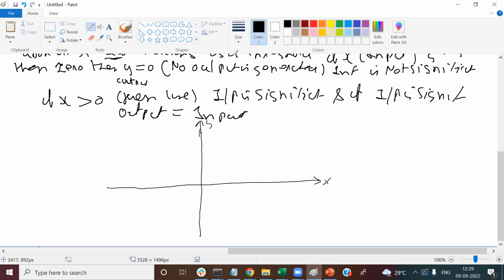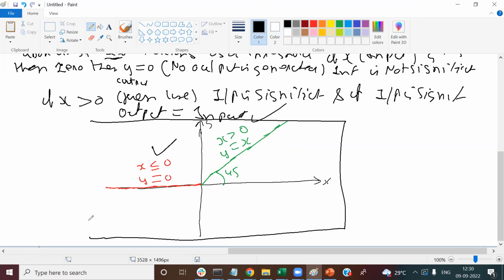X-axis, y-axis. Now, on this, x is less than or equal to 0, so y is equal to 0. On this green line, this is at 45 degree, x is greater than 0, and that is why y is equal to x. So try remembering this part. And this entire diagram is nothing but your ReLU. So if someone asks you, and if you have the privilege to use your pen, paper, or whatever, if you can draw it, probably just draw it and explain to him, and that person will understand.